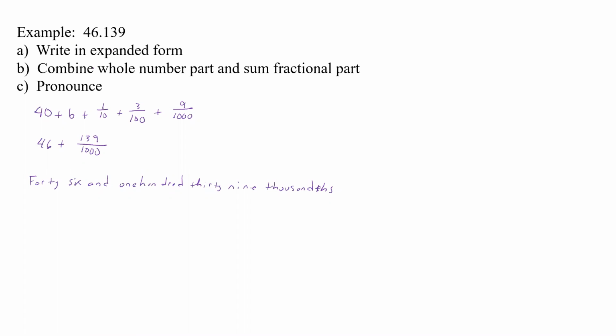Okay. And again, if we wanted to have the combined form and we said we wanted a mixed fraction, the mixed fraction, what we would have is 46 and then just 139 over 1000, and that would be our mixed fraction form. From there, we could get to an improper fraction or do whatever we needed to do with that. But that's how we would write it in expanded form first, then the combined form, then the mixed fraction, and how we would write it out and pronounce it.